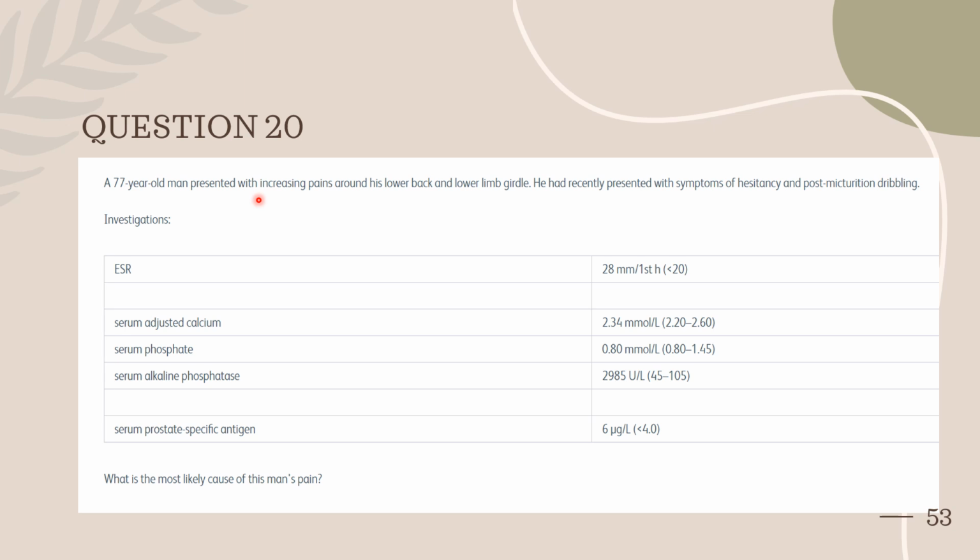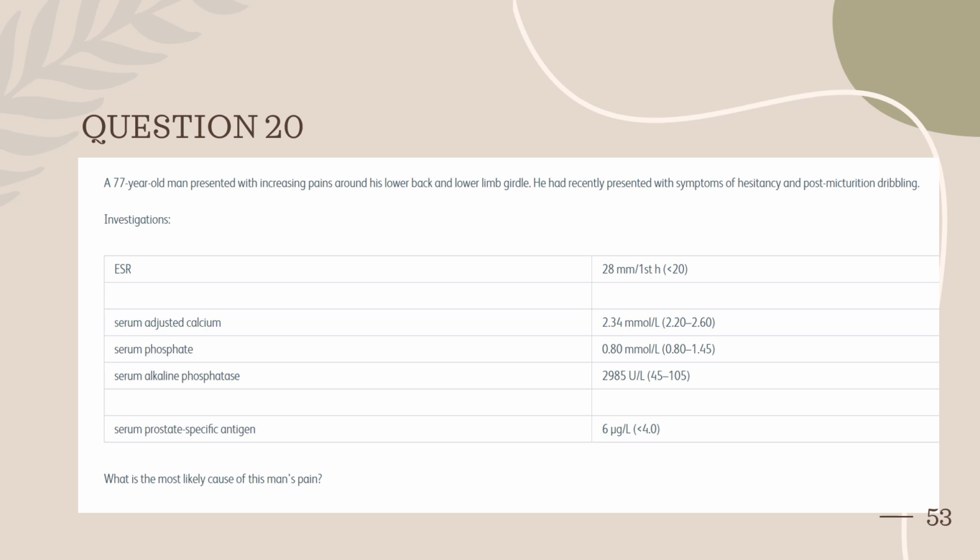Next question: a 77-year-old man presented with increasing pains around his lower back and lower limb girdle. He had recently presented symptoms of hesitancy and post-micturition dribbling. ESR is 28, calcium is 2.34, phosphate is 0.8, ALP is very high, 2985. Prostate specific antigen is 6. What is the most likely cause of this man's pain? We'll look at the options. So there is post-micturition dribbling. He had symptoms of hesitancy. He has increased pain in the lower back and lower limb girdle.